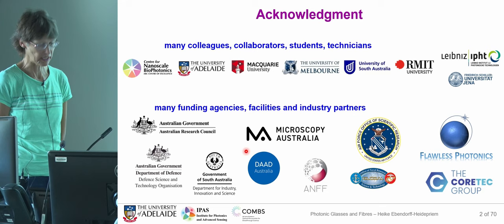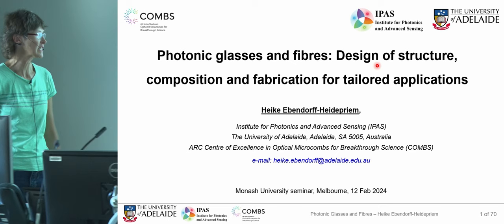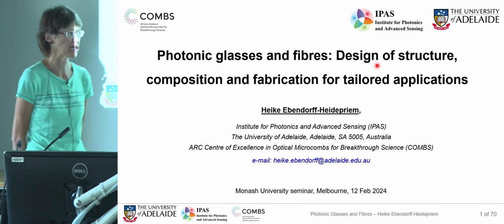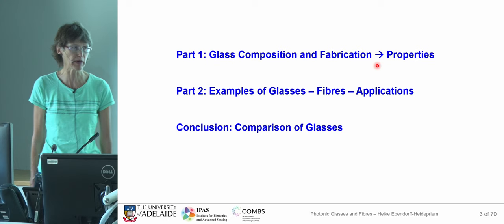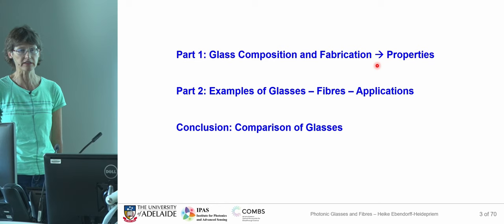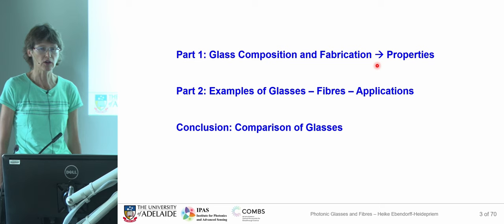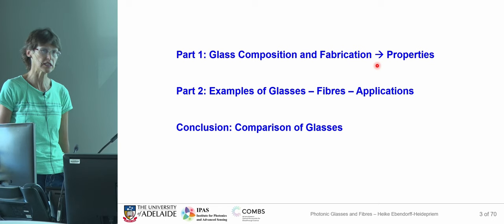And going back to the first slide, I'm also since recently with a new Center of Excellence in Optical Microcombs for Breakthrough Science. The talk has two main parts. The first is some basics about glass science: glass composition, structure, properties, and fabrication. The second part is about a few examples of glasses, fibers, and their applications. And the conclusion is a comparison of different glass types.